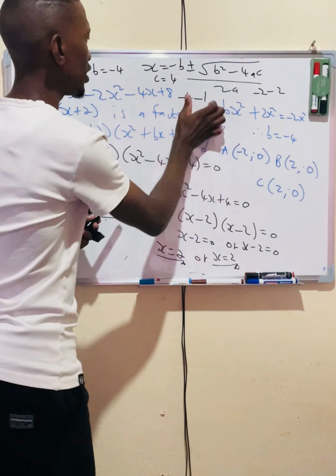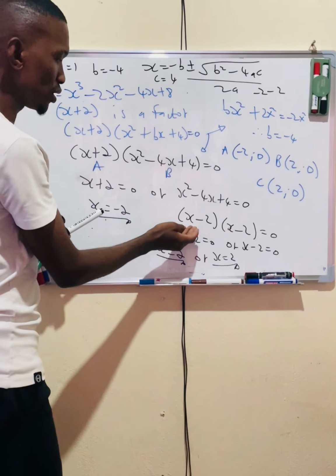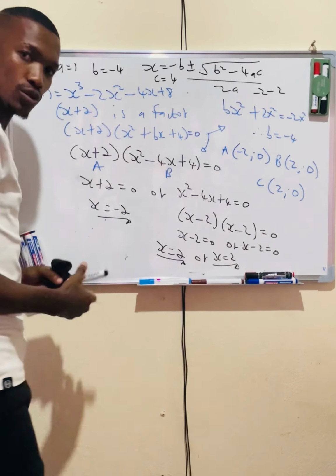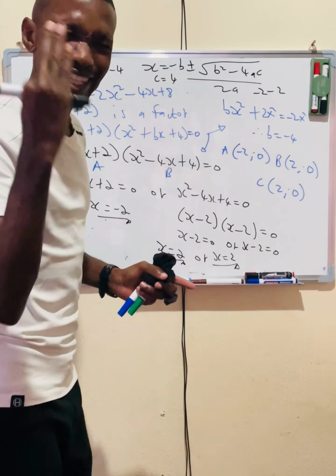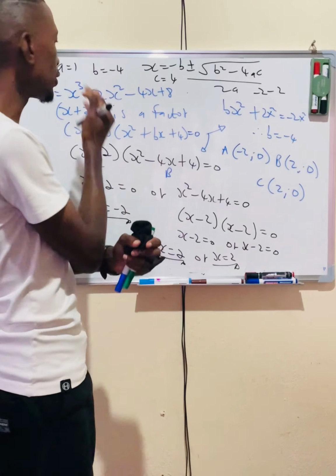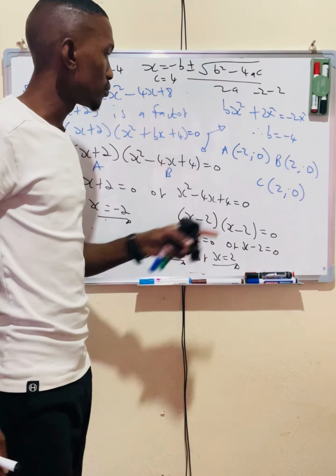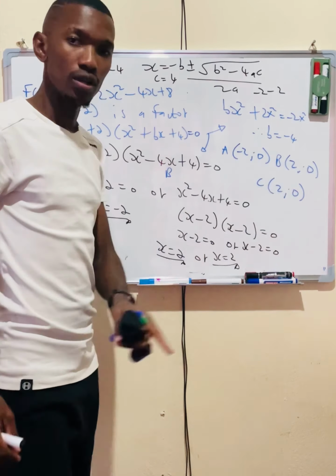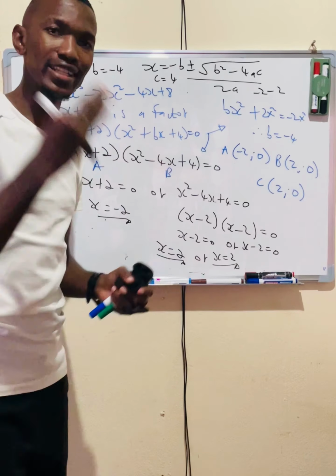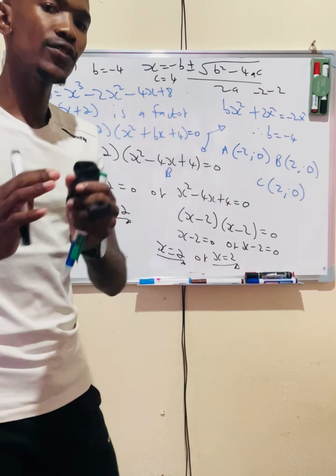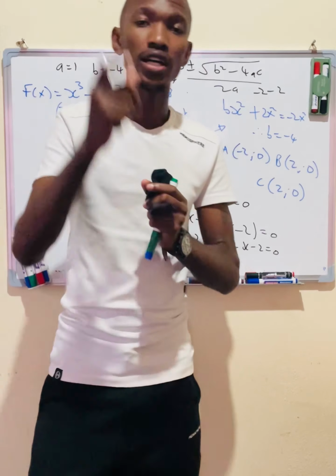So from there, you see that x minus 2 equals 0, x minus 2 also equals 0. So we have all three x-intercepts of a cubic function. The first one, A, is (minus 2; 0), and B is (2; 0), and C is (2; 0). So those are the three x-intercepts of a cubic function.